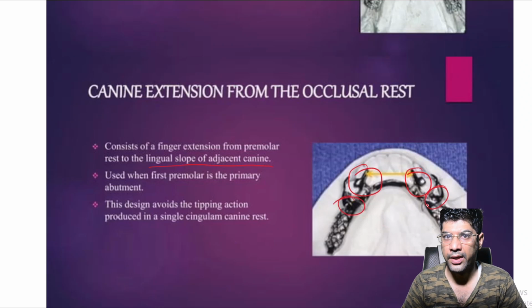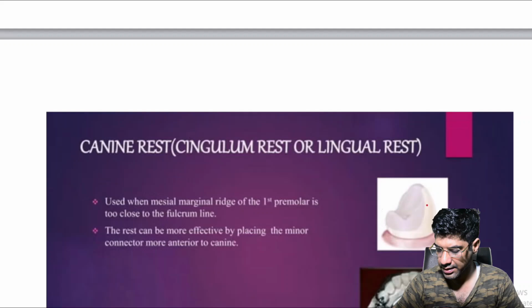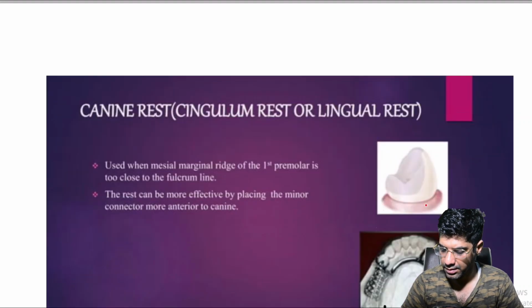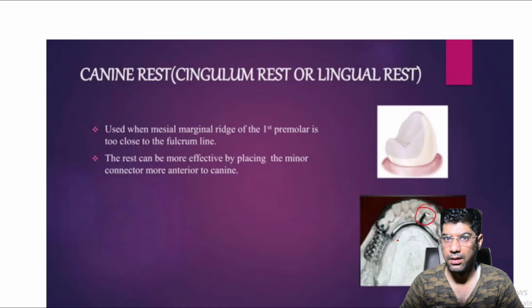So it will help to avoid the tipping action that can occur if only a single cingulum rest is present. Other is canine rest. When the mesial marginal ridge of the first premolar is close to the fulcrum line, a canine rest can be given.